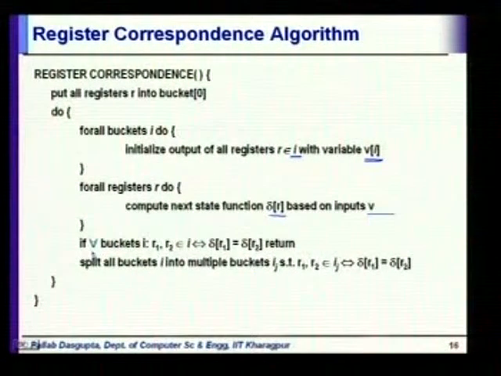And then for all buckets, if we find that the next state functions are the same, that means delta R1 is equal to delta R2. For each bucket we take all the registers in the bucket and we find that their next state functions are identical, then we return, then we are done. Otherwise in some bucket we will find that for some R1, R2 this is not matching, then that bucket will have to be split.